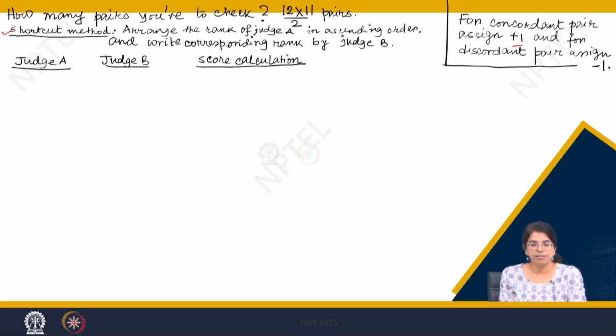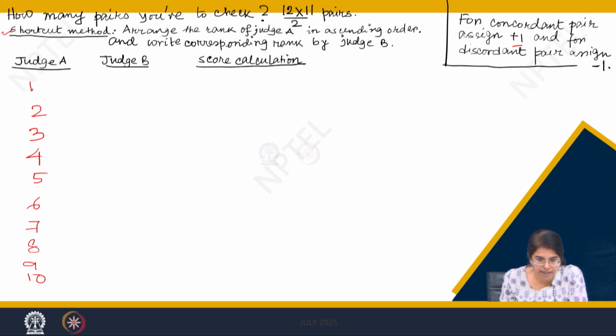So let us do that. It will be more understandable if I write that. 1, 2, 3, 4, 5, 6, 7, 8, 9, 10, 11 and 12. So 12 observations.